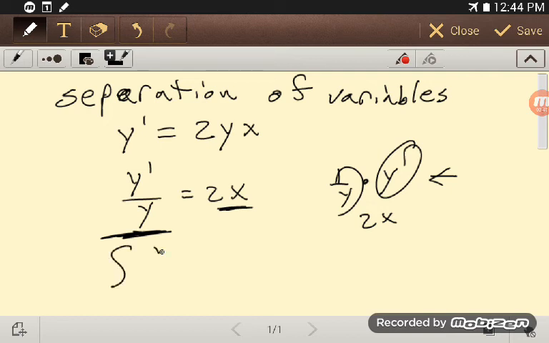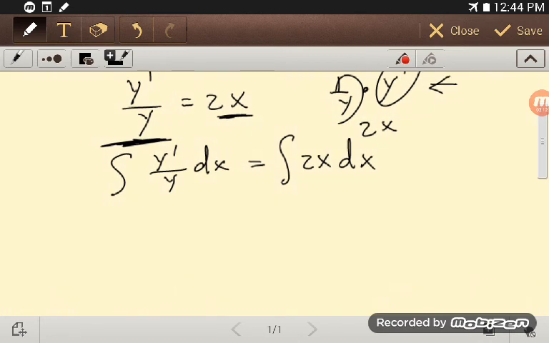So if I integrate, y prime over y dx equals the antiderivative of 2x dx. Now, as long as I've got my integral signs, I'm not going to worry about an arbitrary constant. But these antiderivatives could differ by an arbitrary constant, and so we'll try to remember to put that in every time. The right-hand side is a piece of cake. I get x squared over there.